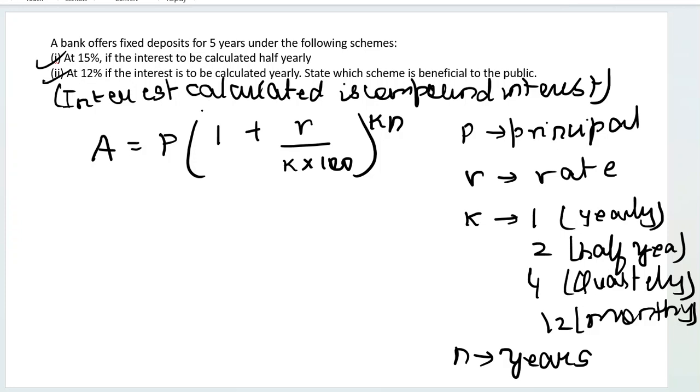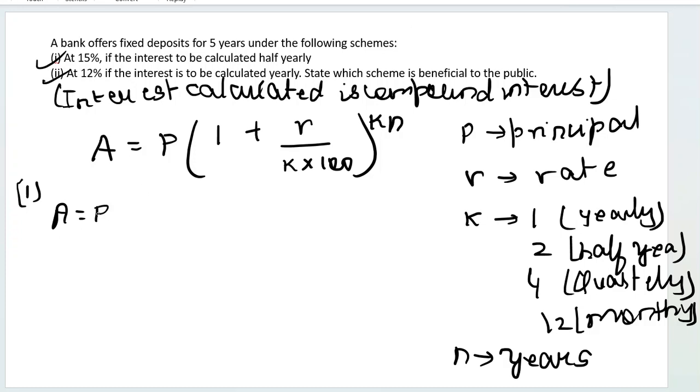So we now solve the first one. The first scheme is 15% if the interest is calculated half yearly. If you observe carefully, the problem says a bank offers fixed deposit for 5 years under the following schemes. So there are two schemes the bank offers, and we need to see which scheme is beneficial. The scheme that will give more amount will be the more beneficial scheme. So therefore, we now calculate the amount.